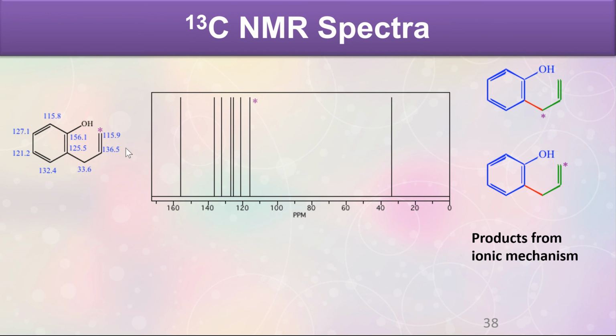However, we only saw enhancement of the 115.9 peak, that is this one, right, which suggests that this is the only product that was formed. There was no scrambling, meaning there was no ionic mechanism. There was a concerted pericyclic mechanism.